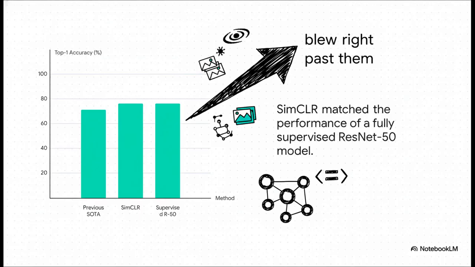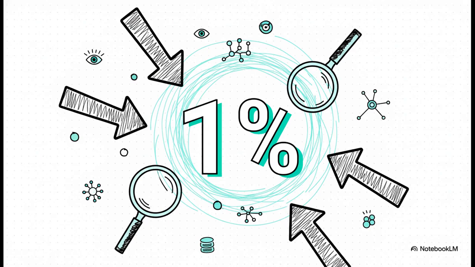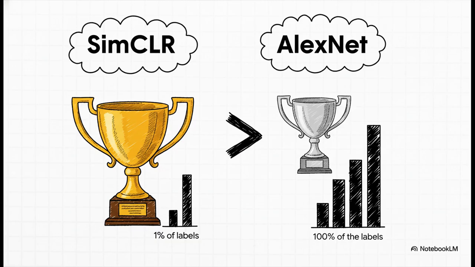This was a huge moment for the field. But here's the number that really turned heads. 1%. With just 1% of the ImageNet labels available for fine-tuning, SimCLR achieved an accuracy that was better than the legendary AlexNet model, the one that kicked off the entire deep learning revolution. And it did it while using 100 times less labeled data. It's an incredible testament to how much signal you can pull from unlabeled data alone.